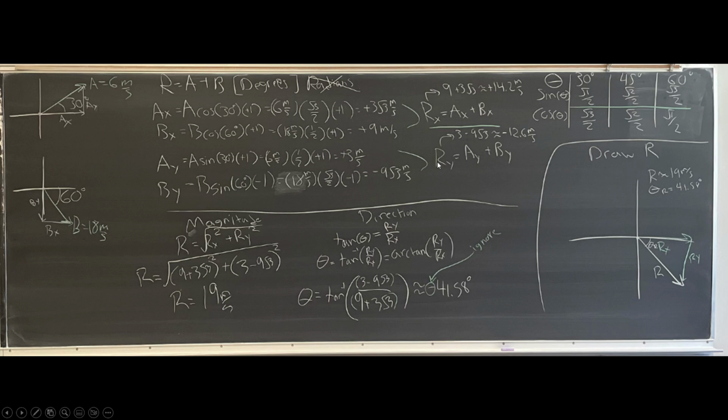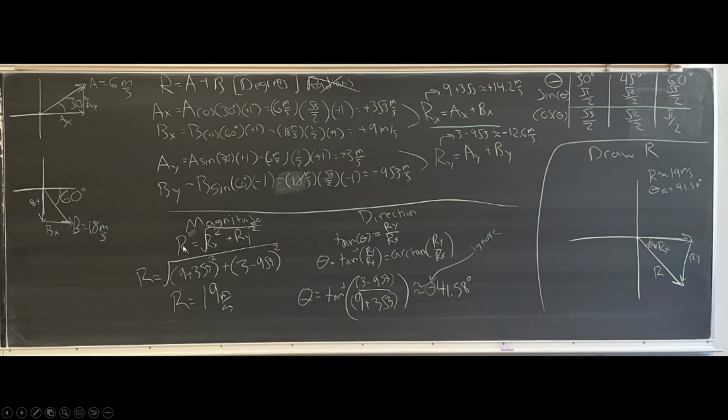Good. Now, for RY, the resultant's Y component, add all your Y components together. AY plus BY plus CY if we had a CY. That's going to be 3 minus 9 square root of 3, and that's approximately negative 12.6 meters per second. The last thing we're going to need to do with this bit of information is calculate the magnitude of our resultant vector, the direction, and then draw or sketch it. For the magnitude, think of the equation A squared plus B squared equals C squared.